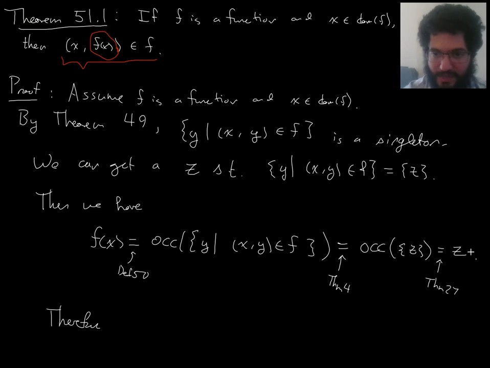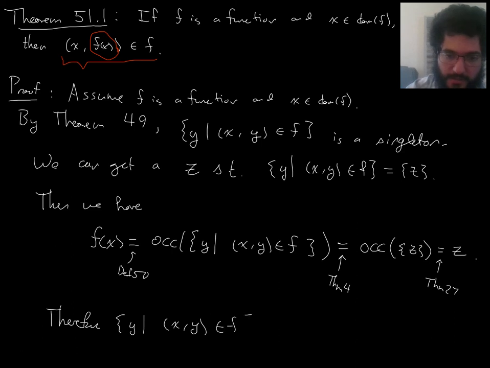Okay, therefore, since f of x is this thing, this set, the set of y's that go with x, is, so we said it was singleton Z, right? But now we have a new name for Z. It's f of x. F of x equals z. So I'm going to write this, but with the z replaced by something that it's equal to.